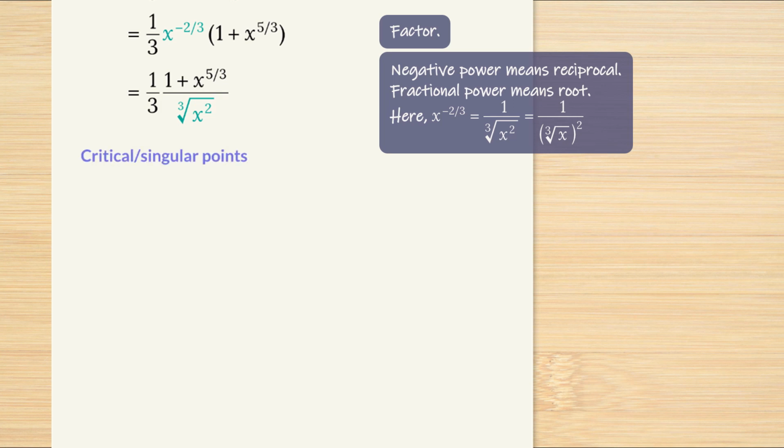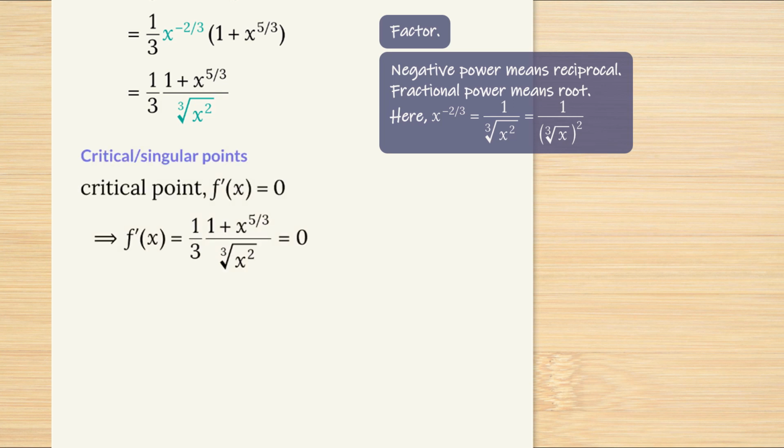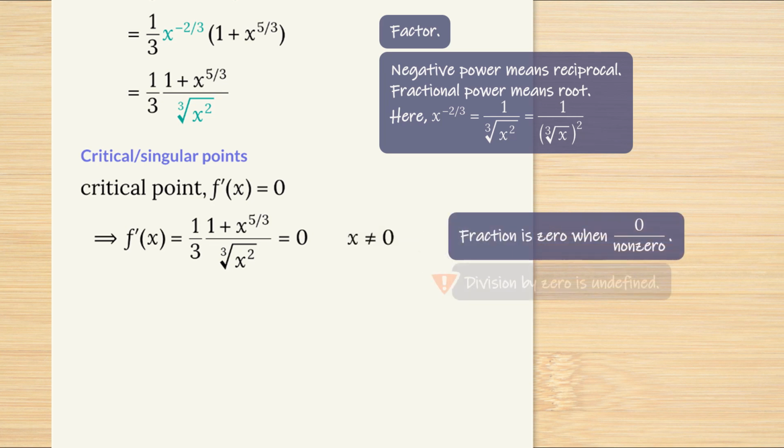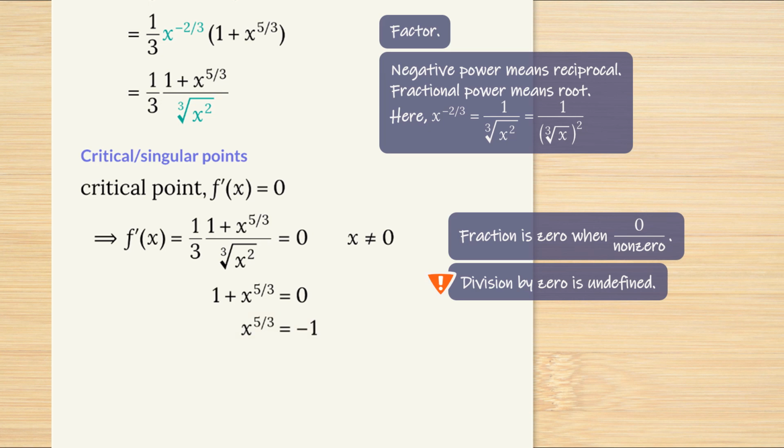To find critical points, we set the first derivative to 0 because we're going to be solving for x now. This is the reason why we needed to factor the first derivative. It's easier to solve. Setting the first derivative to 0, and I've put in this restriction because we have x in the denominator and we can't divide by 0. Then multiplying both sides by cube root of x squared and multiplying both sides by 3, we're going to isolate that numerator, 1 plus x to the 5/3. And solving for x to the 5/3 equals -1, x equals -1.